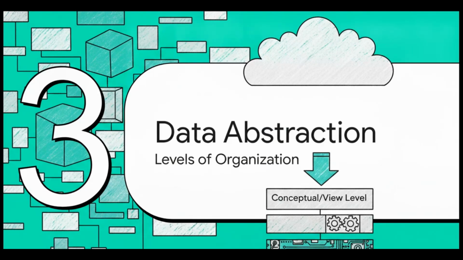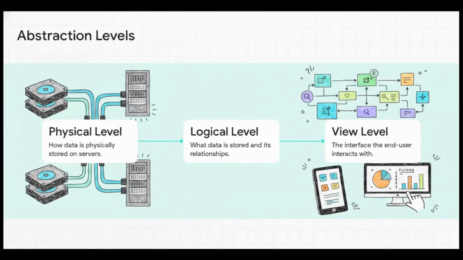Which brings us to Section 3, levels of data abstraction. To manage all this information efficiently, databases use a highly structured, layered approach to abstraction. Step 1 is the physical level. This is the absolute lowest level. It deals with how the data is actually physically stored on hard drives and servers.